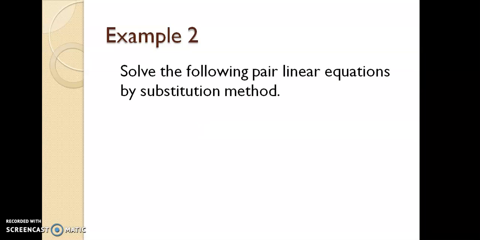Right, look at the next example. Solve the following pair of linear equations by substitution method. That is 2x plus 3y equal to 8 and 5x plus 4y equal to 6. So this one is also a pair of linear equations in two variables. So we are going to solve this by using substitution method. Okay. So let us see the solution video now.